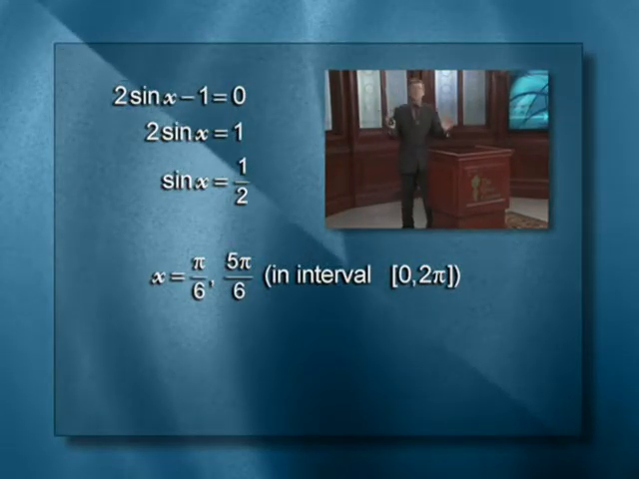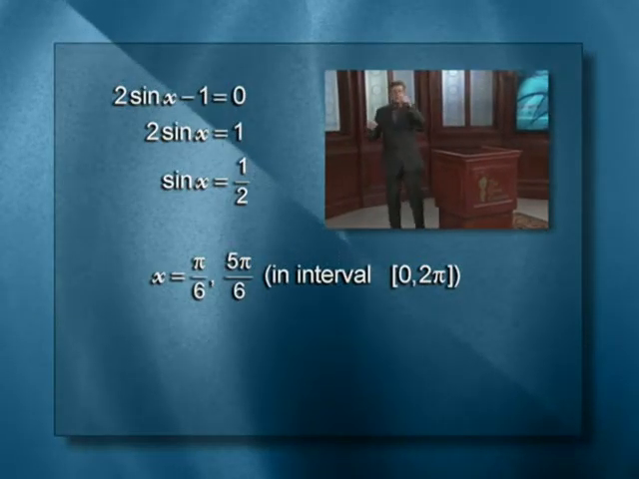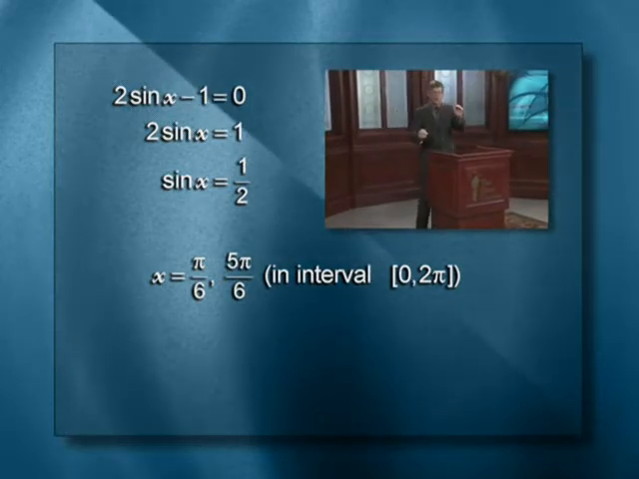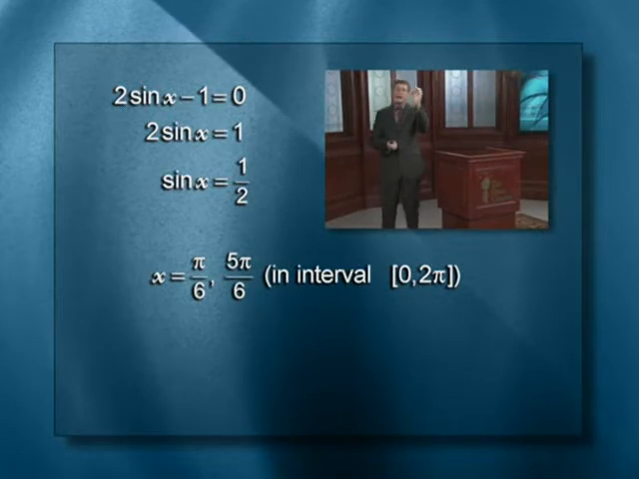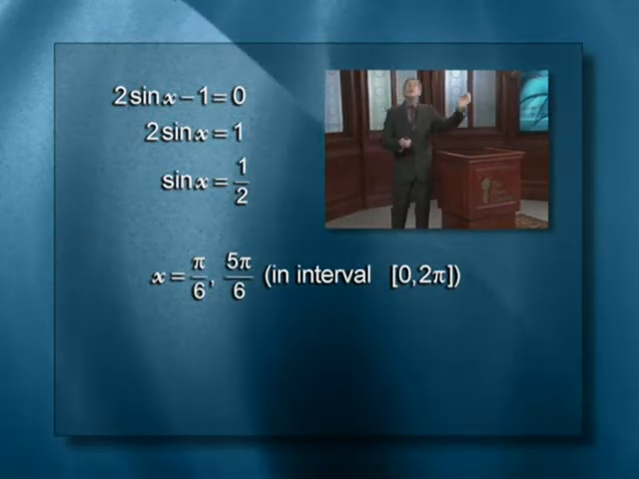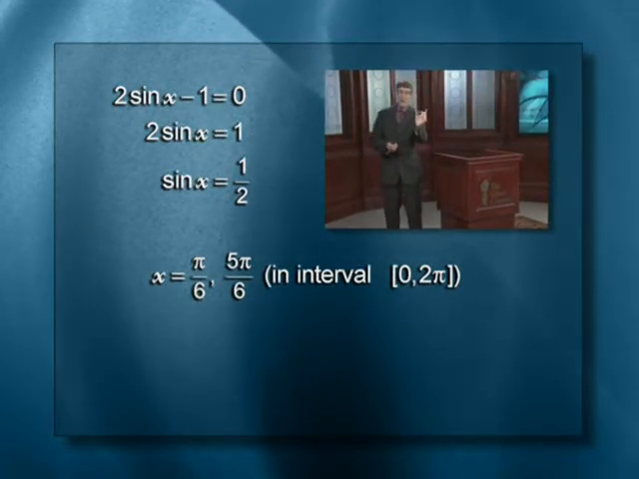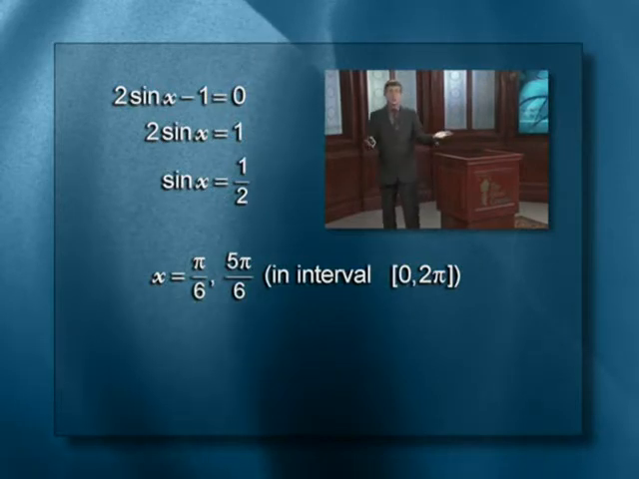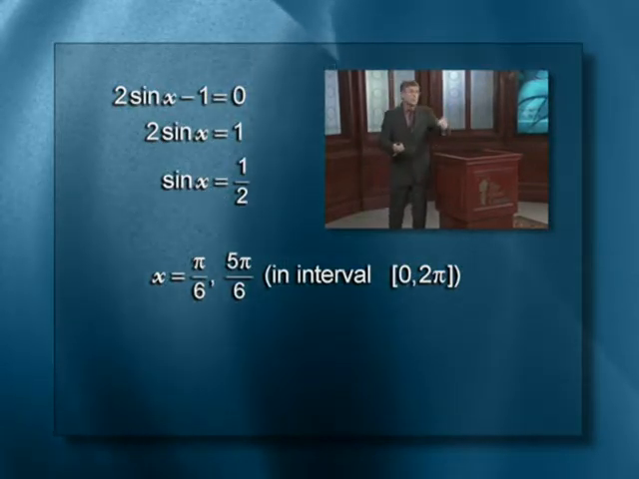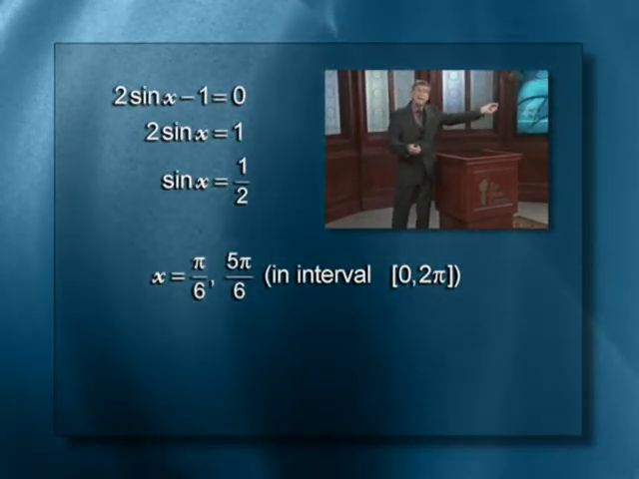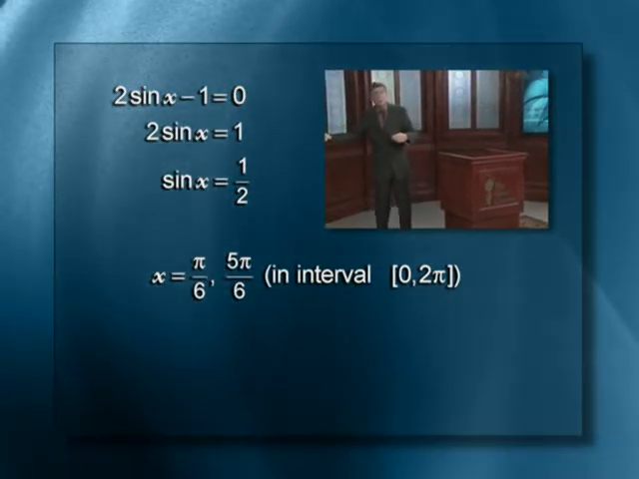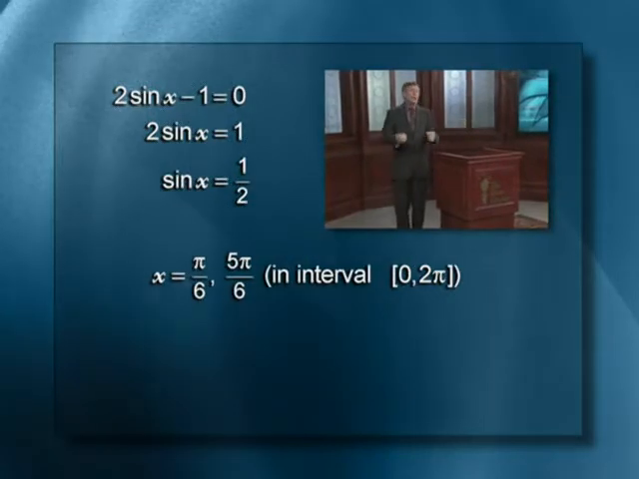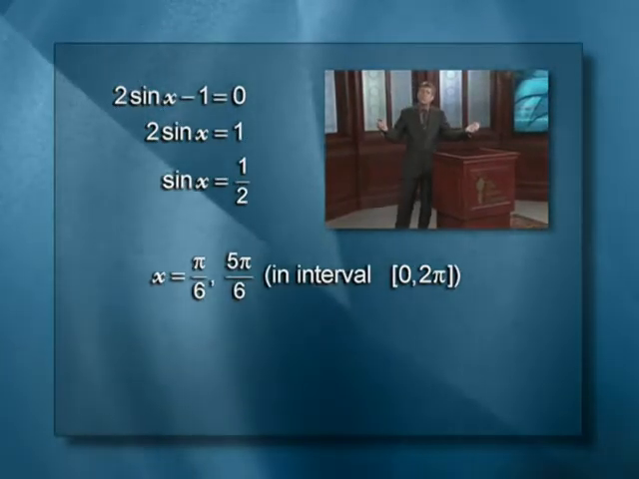But now it even gets worse. Remember, these functions are periodic. So the fact that pi over 6 is a solution also means that pi over 6 plus 2 pi, the period of sine is 2 pi, that's also a solution. Plus 4 pi, plus 6 pi, and so on forever. And in fact, minus 2 pi, minus 4 pi. It goes both ways. We have an infinite number of solutions, don't we?